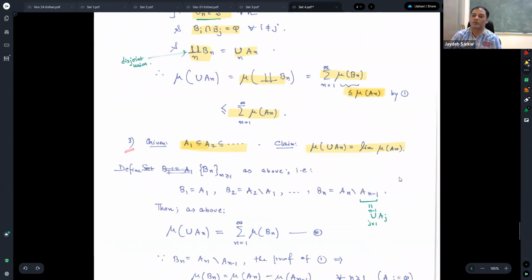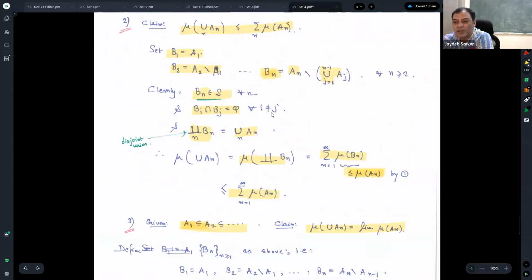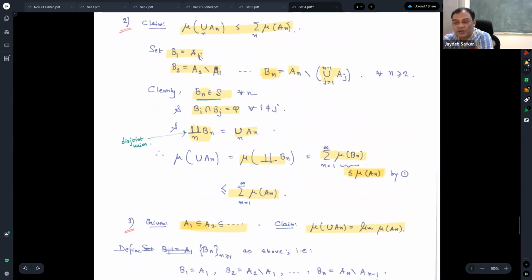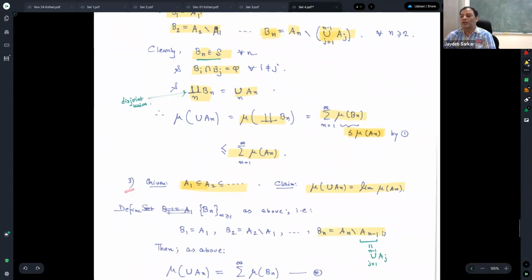Fine. Let's move on. As I said, define Bn as above. So how did you do it? Like this. But you see, if the An are increasing, then B1 is of course A1, and B2 is A2 minus A1. Fine, it makes sense. But Bn will be An minus the union of Aj from 1 to n minus 1. But since it is increasing, here you will get only A(n minus 1). You agree? So Bn is going to be An minus A(n minus 1). So this is how you define it.